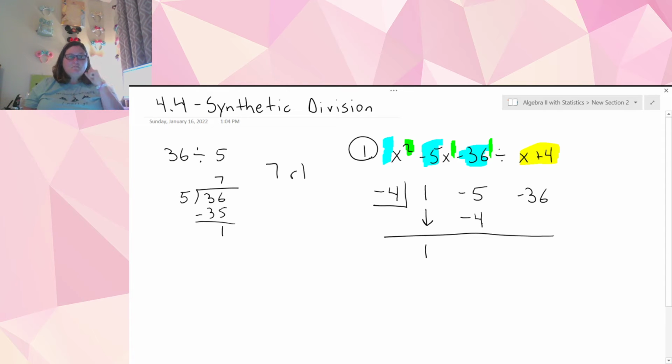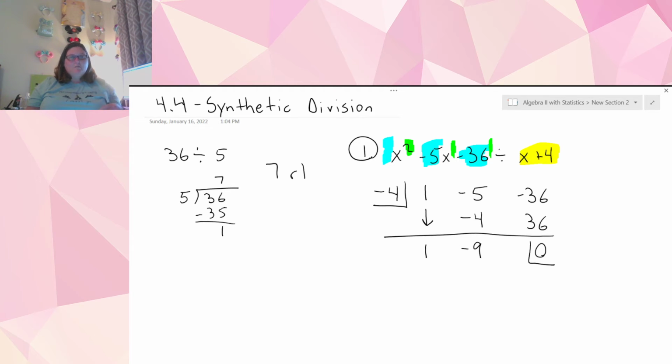Then the numbers that are above the line that are lined up together, we add up. So negative 5 plus negative 4 is negative 9. And then that number I just wrote below the line, I multiply by negative 4. So 9 times negative 4 is positive 36. And then negative 36 plus 36 is 0. So that last number that you get is always going to be your remainder.